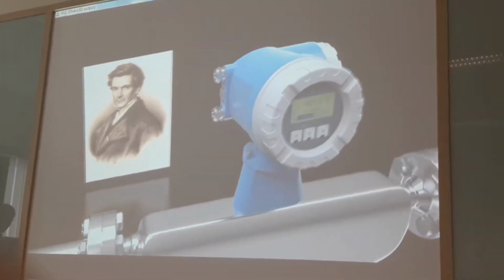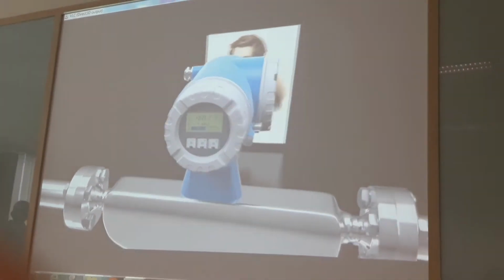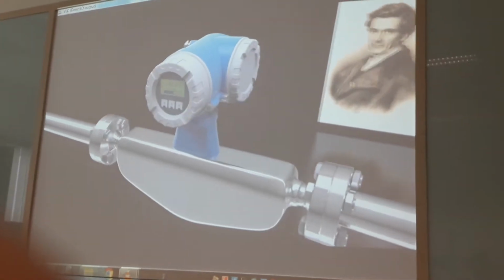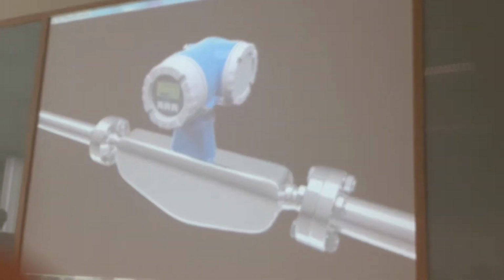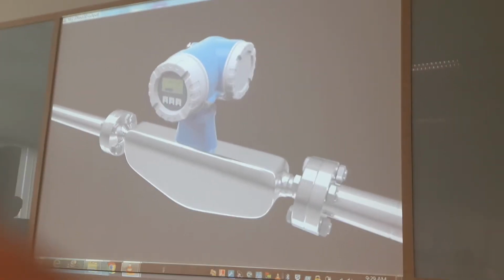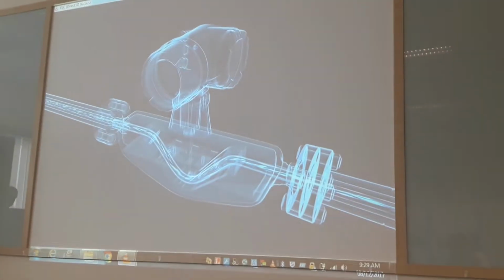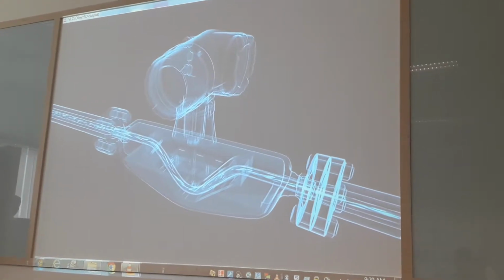Physical basis for this measuring principle over 200 years ago. What is interesting is that the Coriolis principle allows the flow of mass to be directly measured. Let's take a closer look at how this measurement method works.